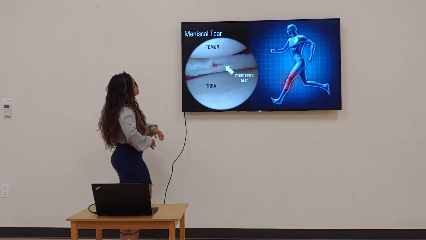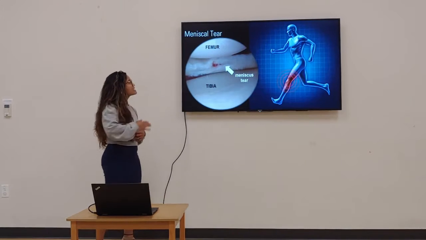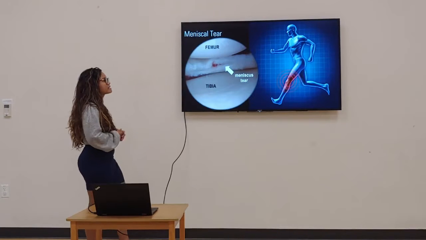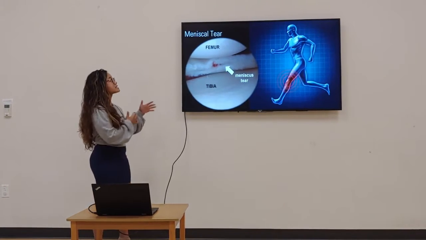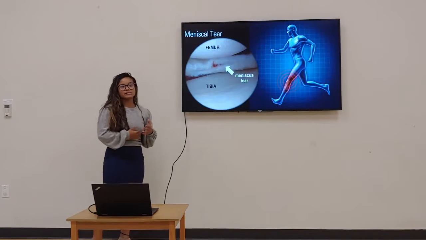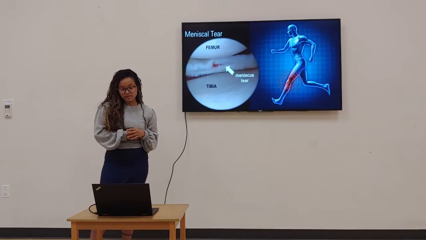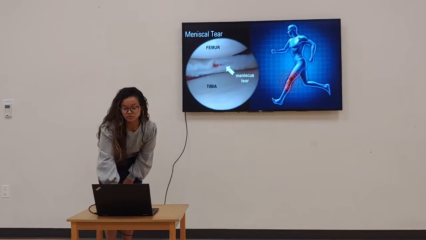So as you can see right here, there is a red zone and there is a white zone. The red zone has a rich blood supply, so if there is a tear in the red zone, it's more likely to repair and heal. Versus if there is a tear in the white zone, it's not going to heal. Okay. So next, yes, the vascularity is very important. It's a very essential component to the potential to repair.